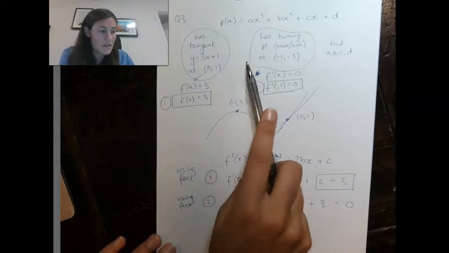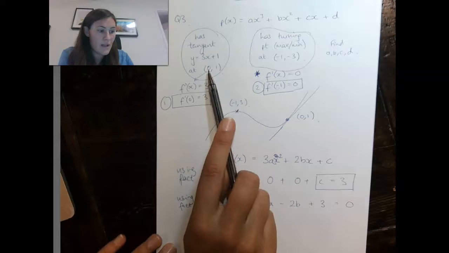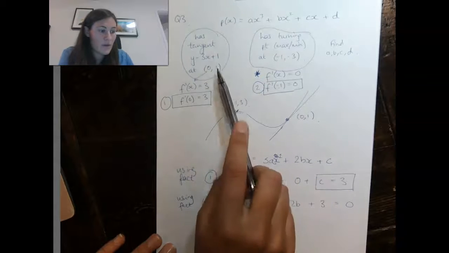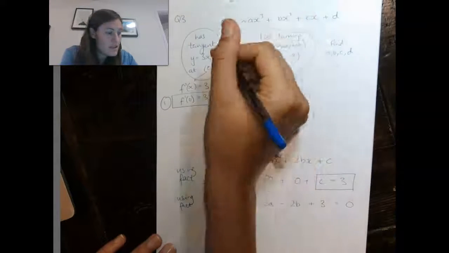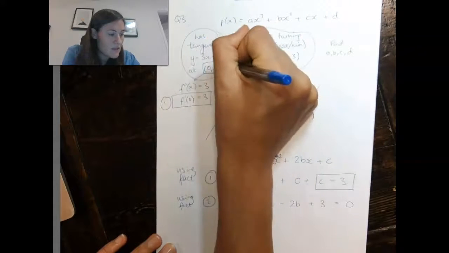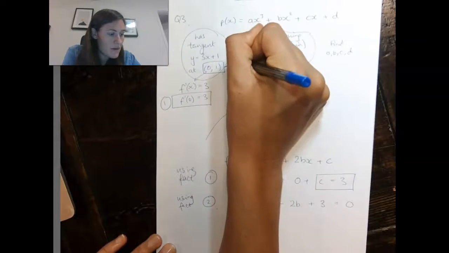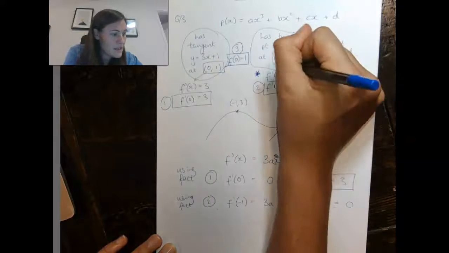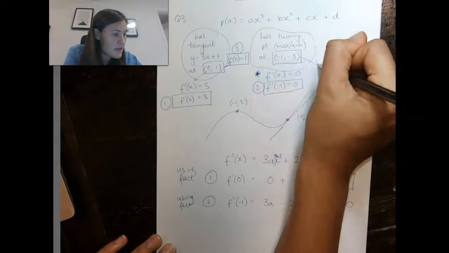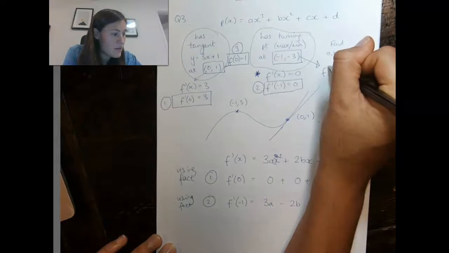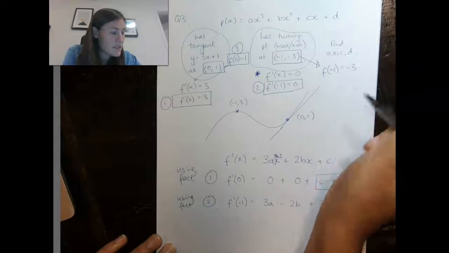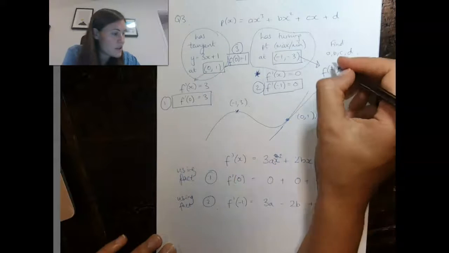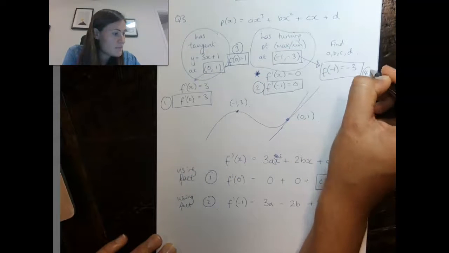I've been given a pair of coordinates that fit on here. I know that when x is 0, y or p or f or whatever you're calling it is 1. So this here tells me that f of 0 equals 1. Okay, here's fact number 3. And similarly, this tells me that f of negative 1 equals negative 3. So these 2 facts are the original function, the other 2 are the differentiated function. All right, so this is fact number 4.